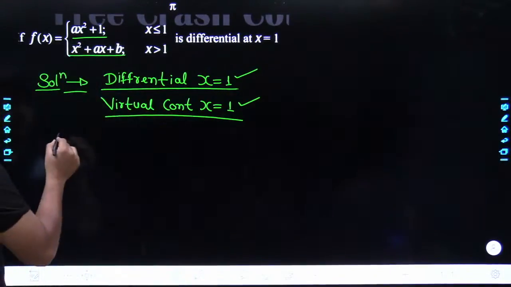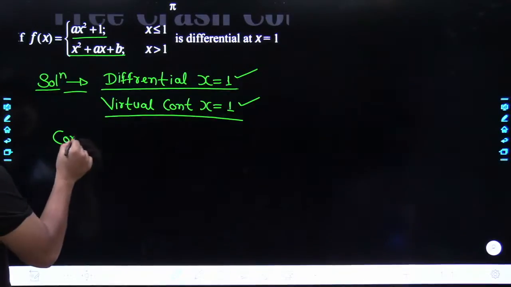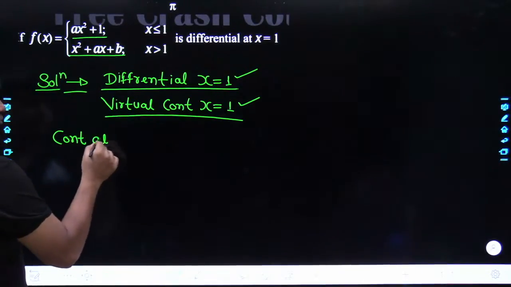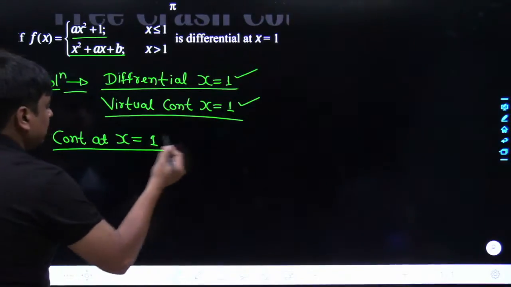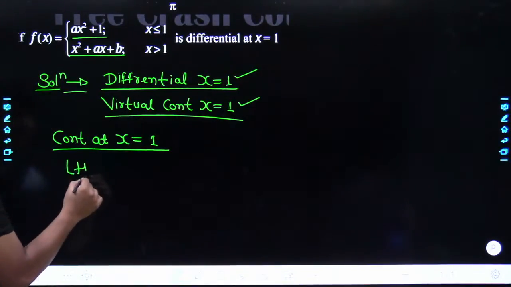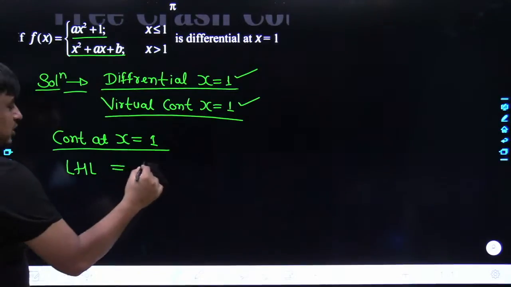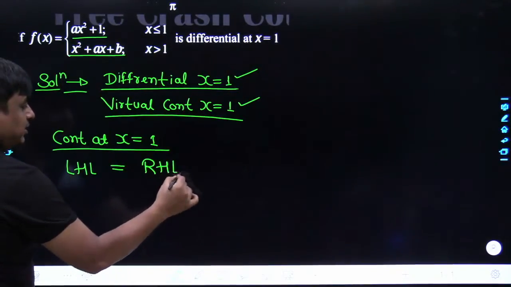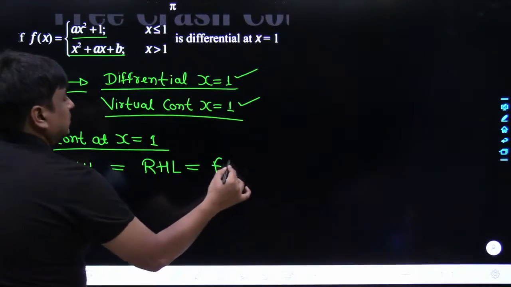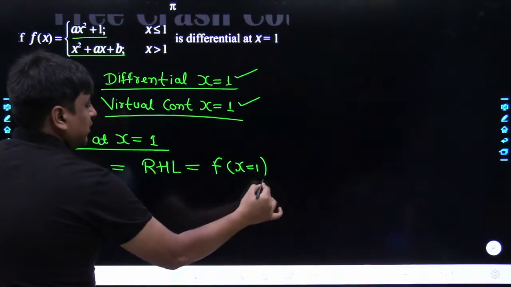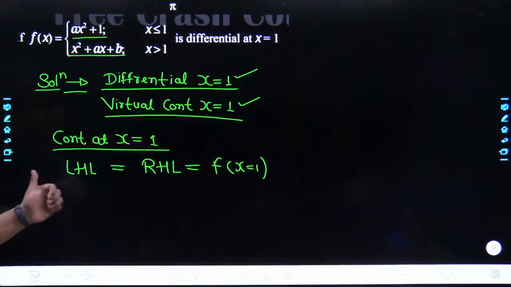So first talk about the continuity. Continuity at x is equal to 1. So what you will do? You will first calculate the left hand limit, right hand limit, and the worth of the function at x is equal to 1. How will you calculate the left hand limit?